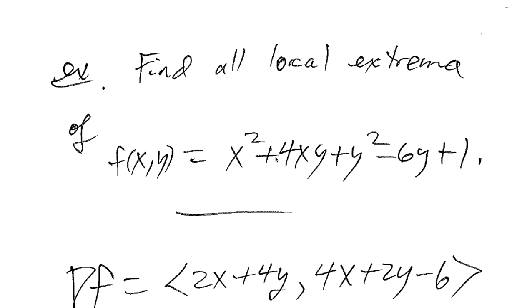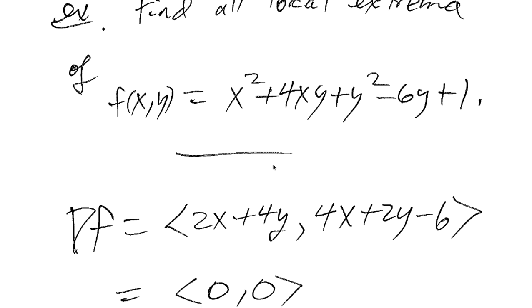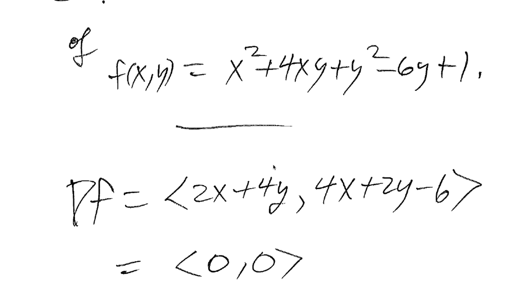Okay, let's look at a couple more examples of extrema of functions of two variables. I've got the following question. Find all local extrema of f(x,y) = x² + 4xy + y² − 6x + 1. The gradient of f is (2x + 4y, 4x + 2y − 6). I'm going to set that equal to what? The zero vector, in order to find the stationary points.